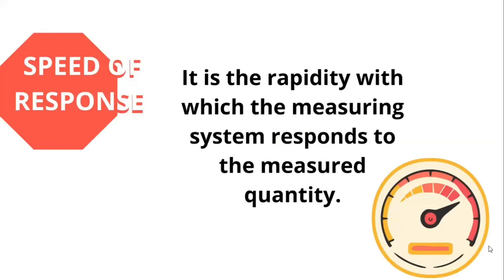Let's say we are using a bike speedometer, right? We all use bikes, right? In the bike speedometer, the speed at which the engine rotates, the RPM, should be displayed at that instant, right? We don't need the already completed value. We need the value at that instant, right? So we need a system with good speed of response. I hope you can understand this. The speed of response is the rapidity with which the measuring system responds to the measured quantity. The best example would be the speedometer.